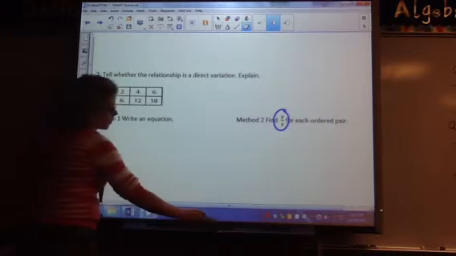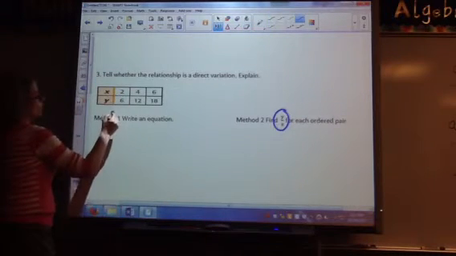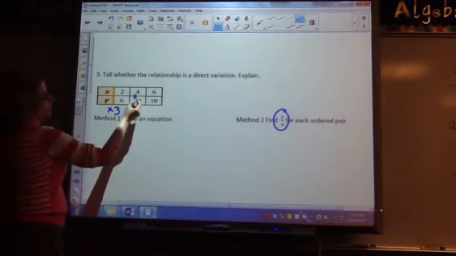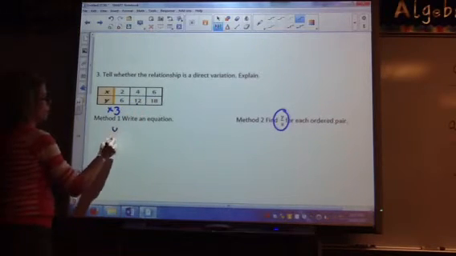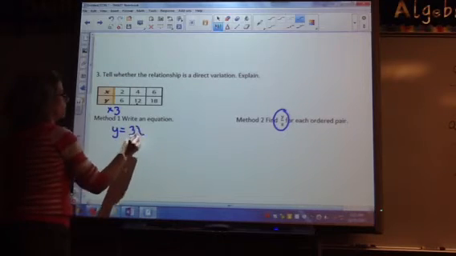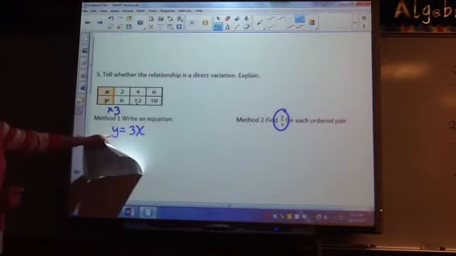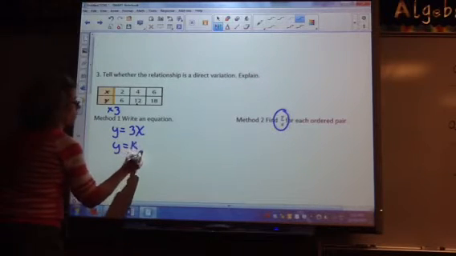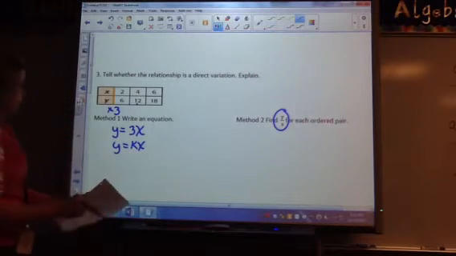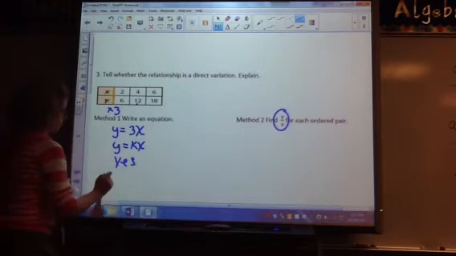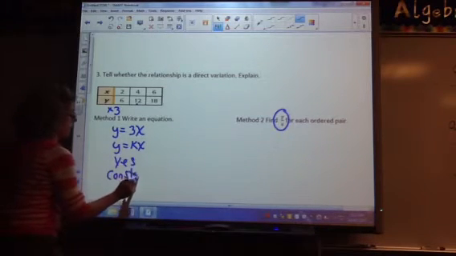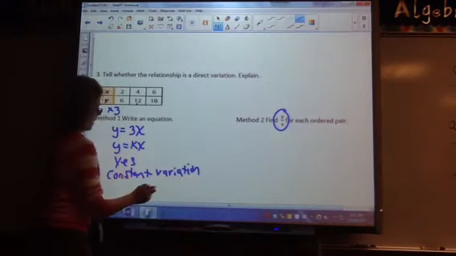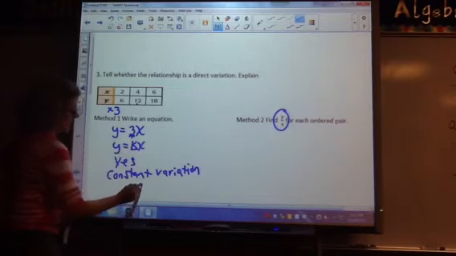So then let's look at multiplying. 2 times 3 is 6. 4 times 3 is 12. 6 times 3 is 18. Okay, so our equation is 3 times x will give us our y value. All right, is this in our direct variation form? It is. And our constant variation is what? It is the 3. It is what the k is.